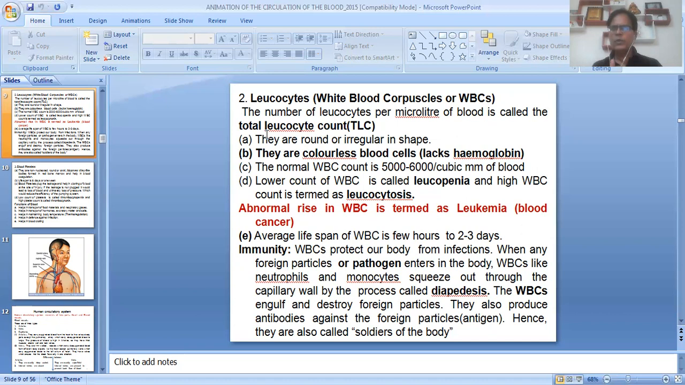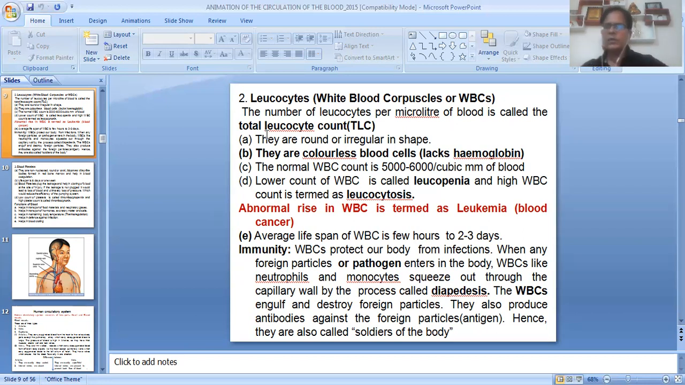A lower count of WBC is called leukopenia, and a high WBC count is called leukocytosis. Two words you have to understand. You could be asked, what do you mean by leukopenia and leukocytosis? Leukopenia means a lower count of WBC. As I told you, the normal WBC count is 5,000 to 6,000. If it is lower, it's called leukopenia, and a high WBC count is called leukocytosis.